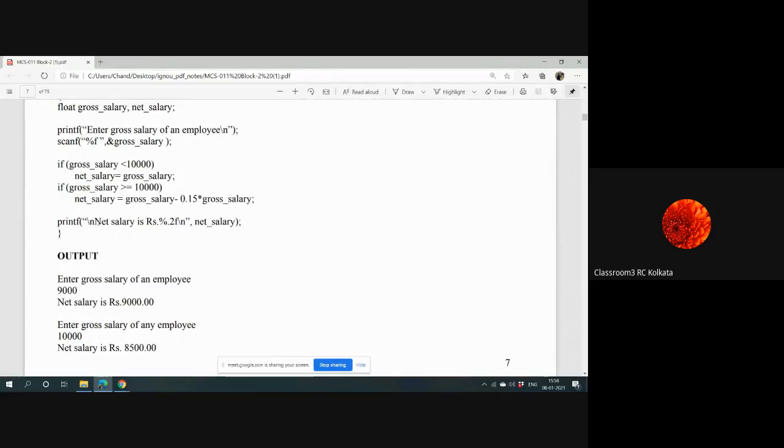Without %f, it will not be printed. If you write net salary is rupees, double quotes close, comma net salary, it will not print it. What are you trying to print? Net salary is what type of variable? For the type of variable you are printing, you need to give the format specifier in the double quotes part of printf and also in the double quotes part of scanf, to say what type of variable you are scanning: a float, an int, a char, or a string.